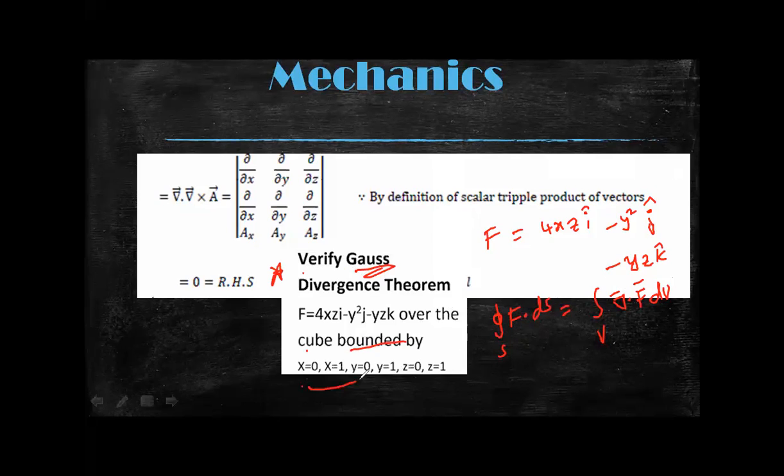He also gave the limits, initial limits and final limits: 0, 0, 0 and 1, 1, 1. The initial limits are for x, y, z, and the final limits are also given. So when you are doing the integral, you have to apply this. Try this: how do you verify this theorem?